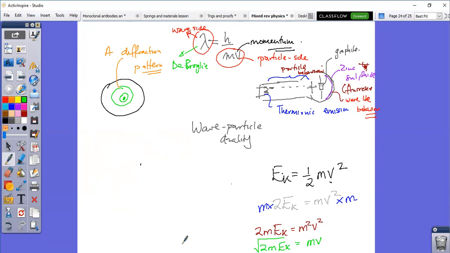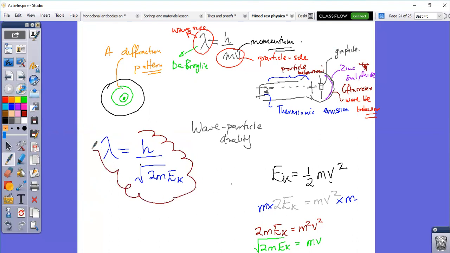Substitute that in for momentum. Absolutely, spot on, Tom. So I've got another useful equation, which is h over root 2m multiplied by Ek. This is a very, very important form, and the examiner loves having a field day with this. So you need to be confident with applying it. So let me just give you a scenario.